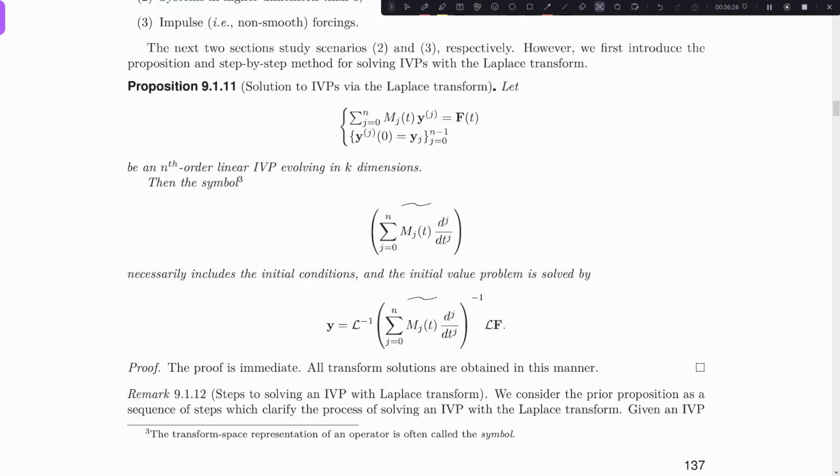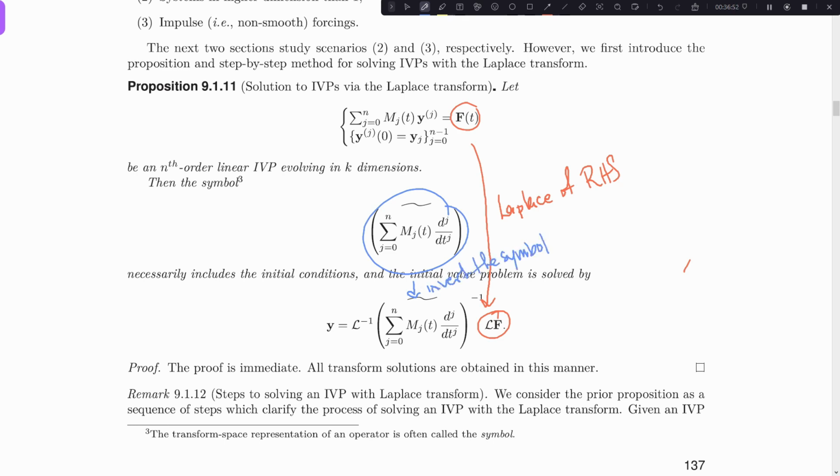And then what I get as my solution to the differential equation is pretty easy because all I have to do is take the Laplace transform of the right-hand side. I then compute the inverse of the symbol. So I invert the symbol, which is just the Laplace space representation of what's happening with those operators on the right-hand side. I invert that symbol, and then I transform back. I finish by inverting the Laplace transform.